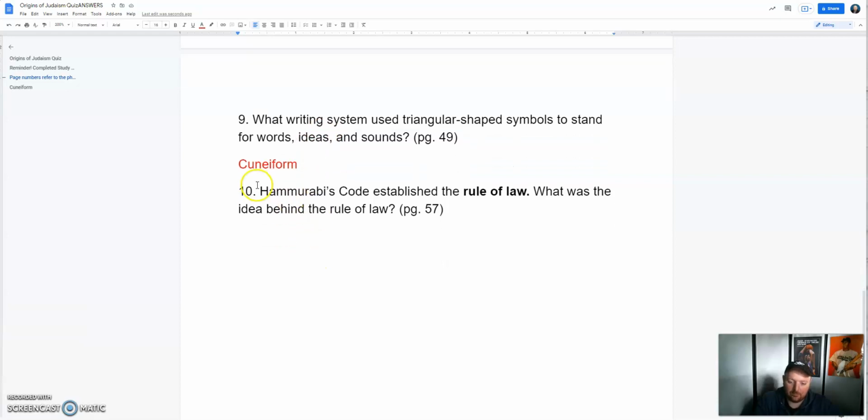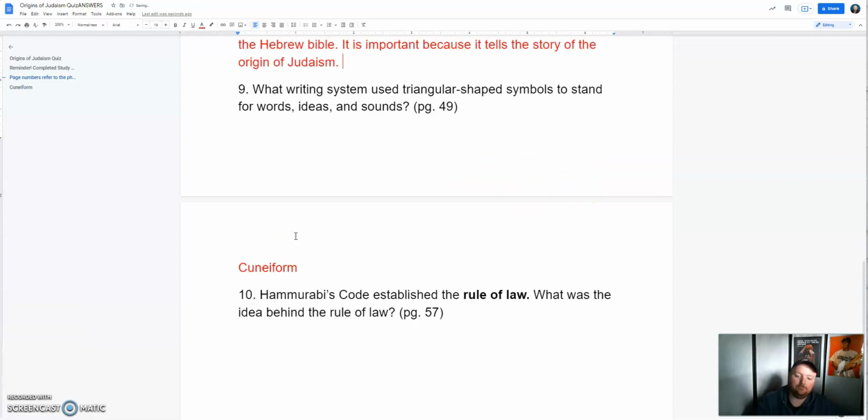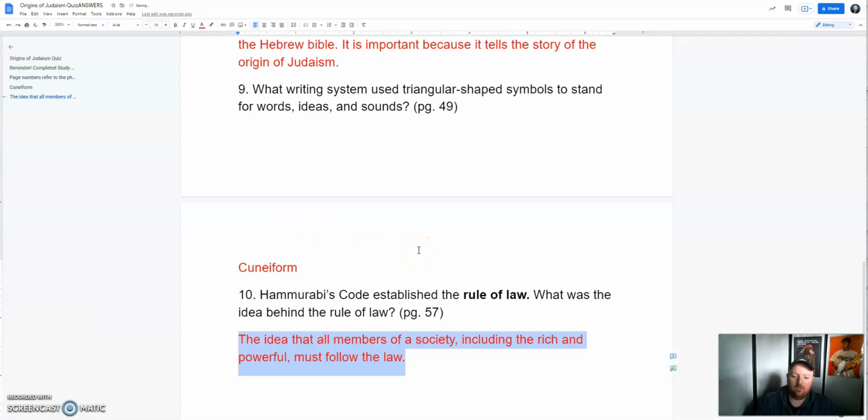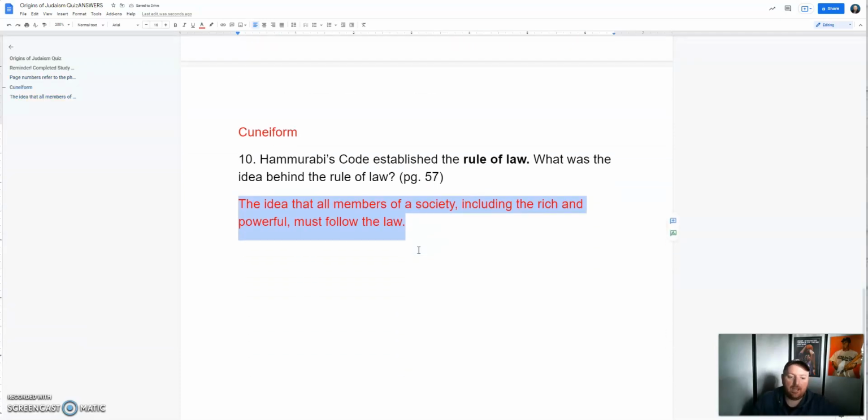And last but not least, question 10. Hammurabi's code established the rule of law. What was the idea behind the law? So the idea that all members of society, including the rich and powerful, must follow the law. So that was kind of the idea behind the law, that the law is for everybody. Everybody had to follow it.